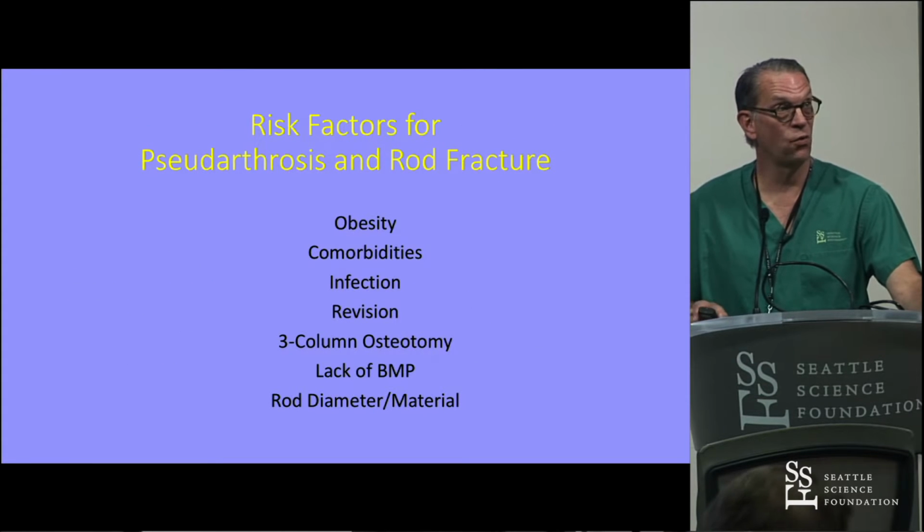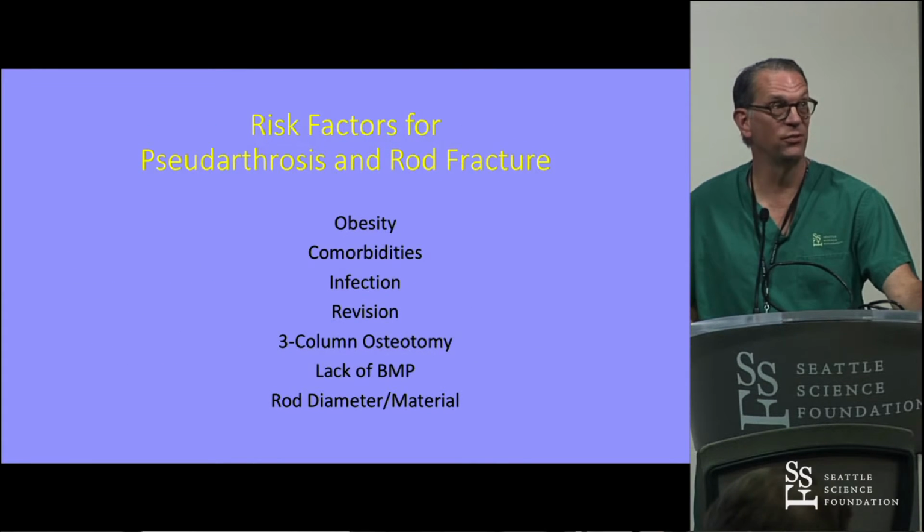And as for most complications, we can identify some of the risk factors. Obesity is one, presumably because of the higher mechanical loads. Medical comorbidities is another, again, presumably because of effects on bone healing. If we're operating in the face of infection, or if we develop infection postoperatively, that obviously reduces the ability to get a solid fusion. Revision situations we know are harder to get solid fusion, and then 3-column osteotomy that we've already talked about.